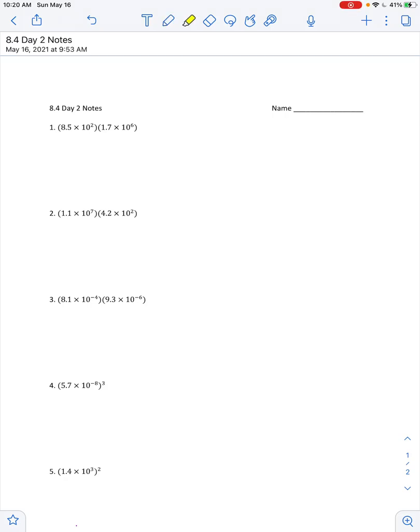Alrighty, friends, we are back at it with 8.4 day 2. Here what we're going to be doing is we are going to learn how do I go ahead and multiply numbers that are in scientific notation. All right, this is going to be a combination of things that we have learned.